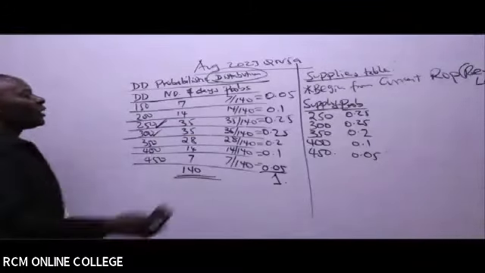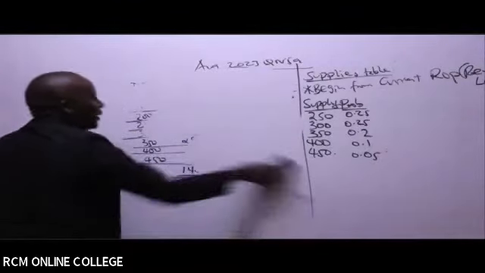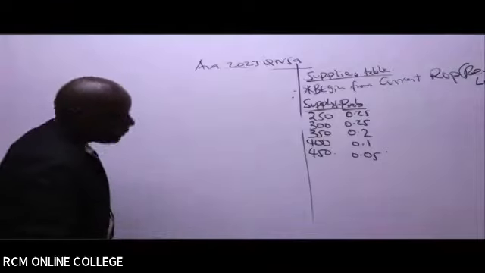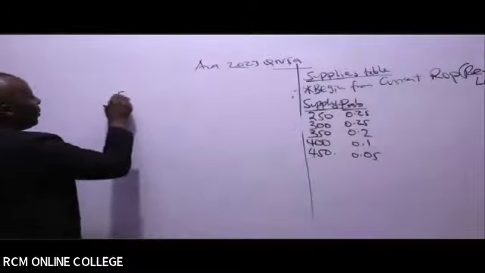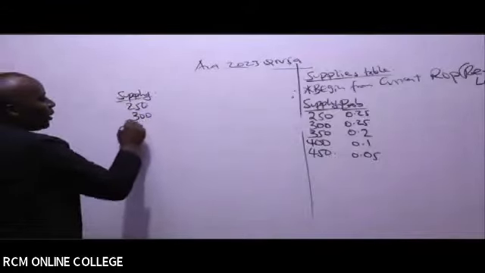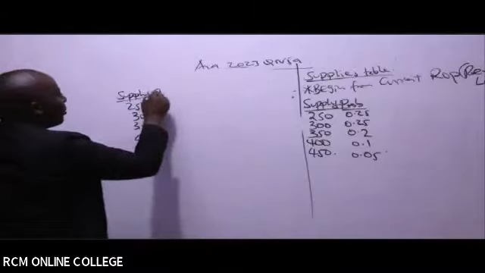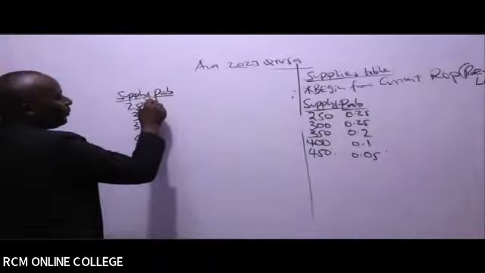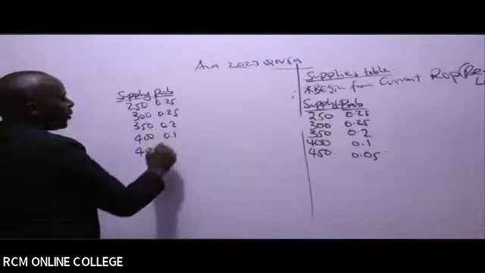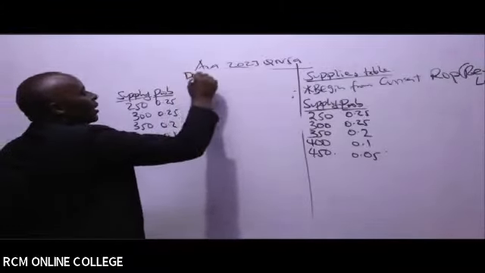All right. Now, ladies and gentlemen, once we have this one, I have to rub this and then write this table because I need big space. So we have here the supplies table. Supply: 250, 300, 350, 400, 450, and then the probabilities are here: 0.25, 0.25, 0.2, 0.1, 0.05, like that. And then I will come and write demand here.